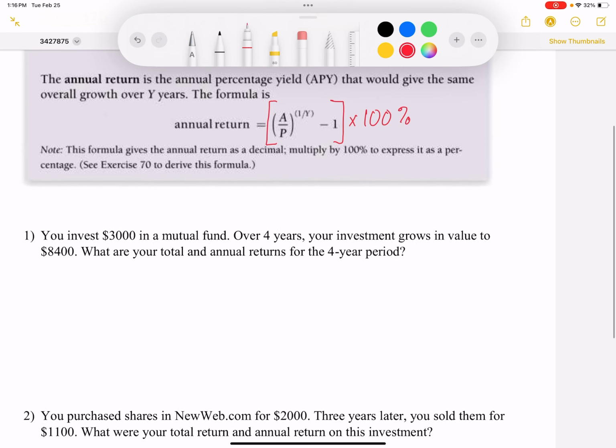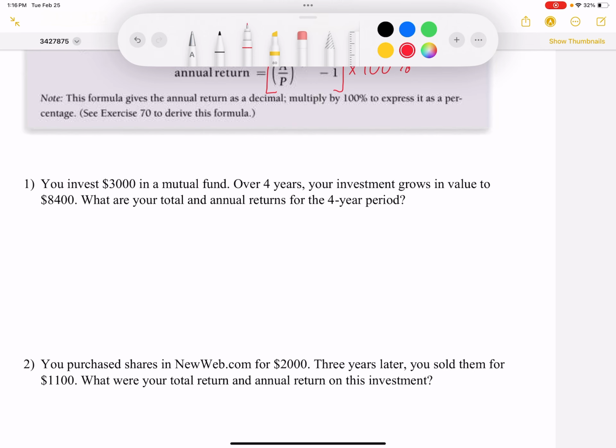All right, so let's look at these. You invest $3,000 in a mutual fund. Over 4 years, your investment grows to a value of $8,400. What are your total and annual returns for the 4-year period?